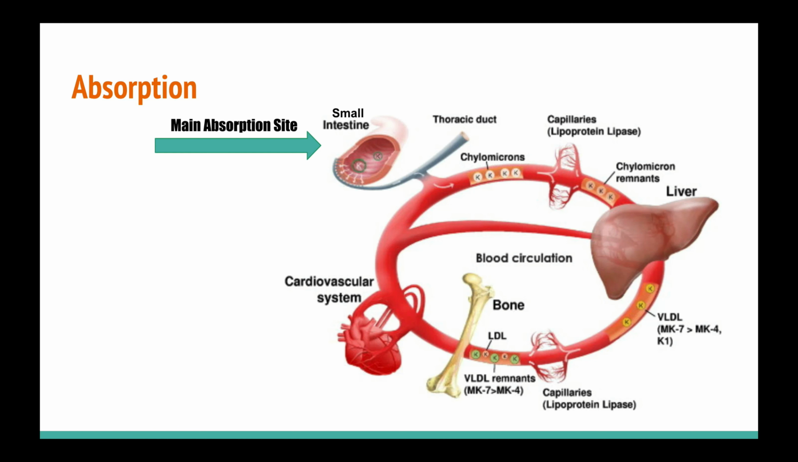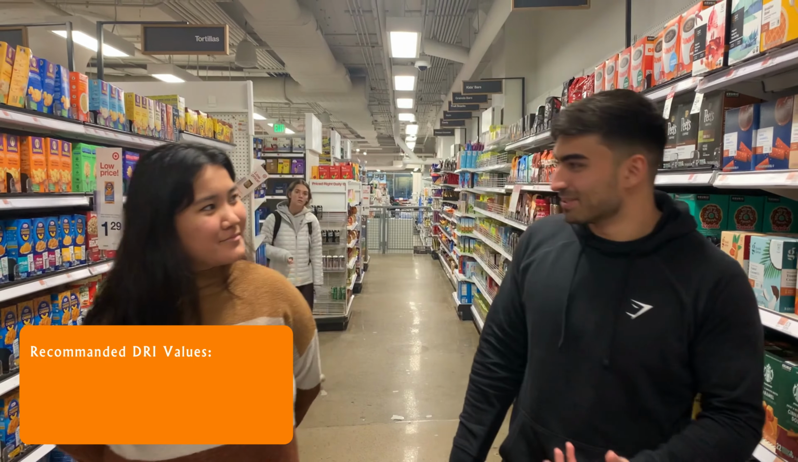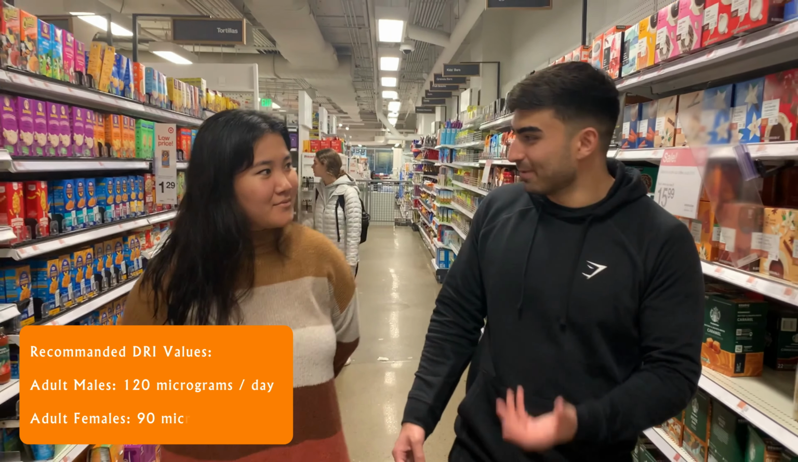The storage form of vitamin K is excreted by the liver and transported by the lipoproteins VLDL, LDL, and HDL into the bloodstream. Most is bound to bile. Once degraded by the liver, excess vitamin K in the bloodstream is eliminated through urine. The recommended DRI values for males is 120 micrograms, while for females is 90 micrograms.